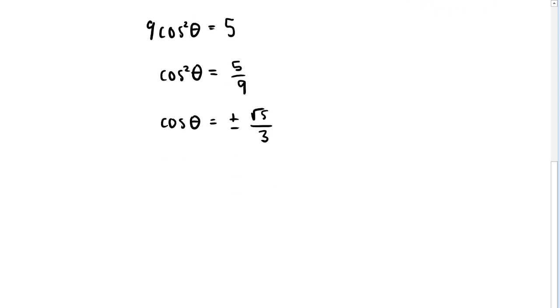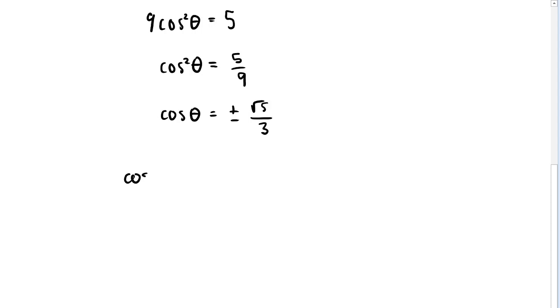And so now we just have to solve these equations: cosine of theta is equal to positive square root of 5 over 3, and cosine of theta is equal to negative square root of 5 over 3. Any solutions to these two equations will be solutions to our original equation. Now, these values, as x-coordinates on our unit circle, aren't very familiar, so we can't really use our understanding from special right triangles to solve these equations. We'll need to resort to using inverse trig.